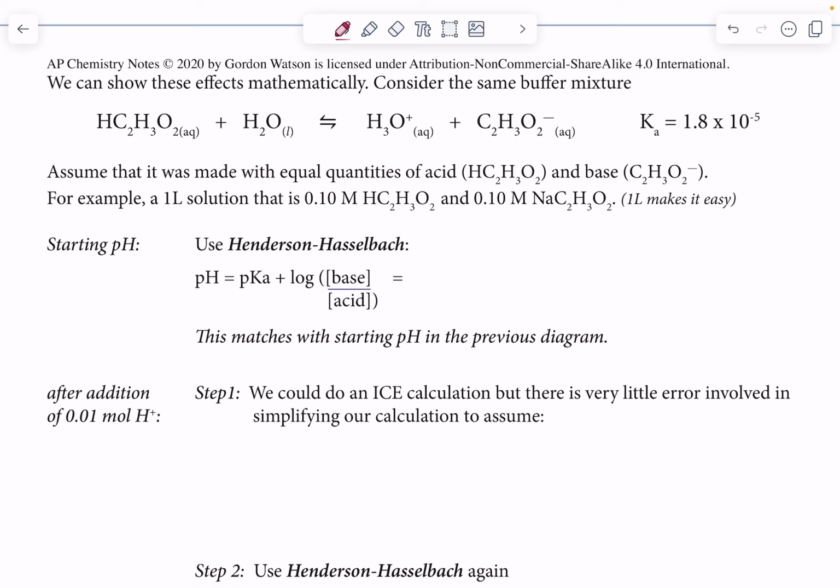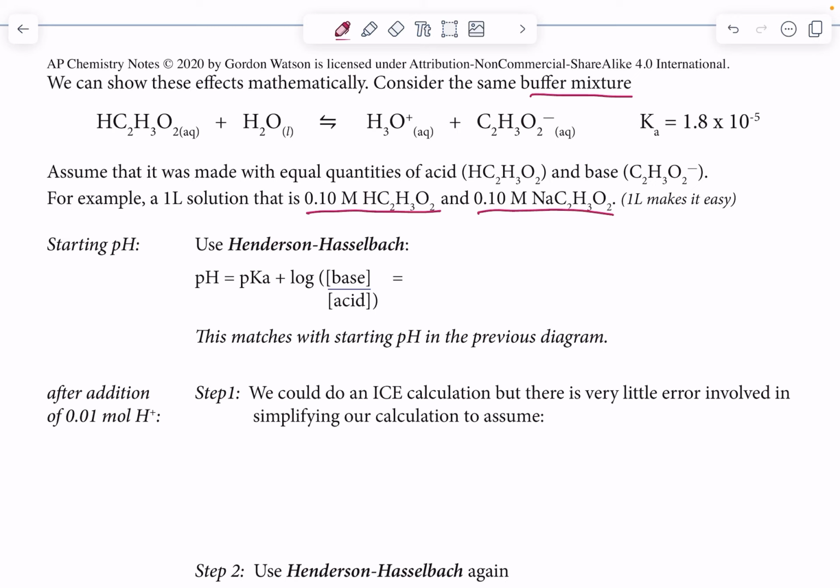If we use our Henderson-Hasselbalch, again, we're looking at our two components. We are told that we have a buffer, but if we look at our two components, here is our weak acid. Here is a salt that's made of the conjugate base. So that tells us that we've got a buffer here. So we can use our Henderson-Hasselbalch equation to look at what our starting pH is.